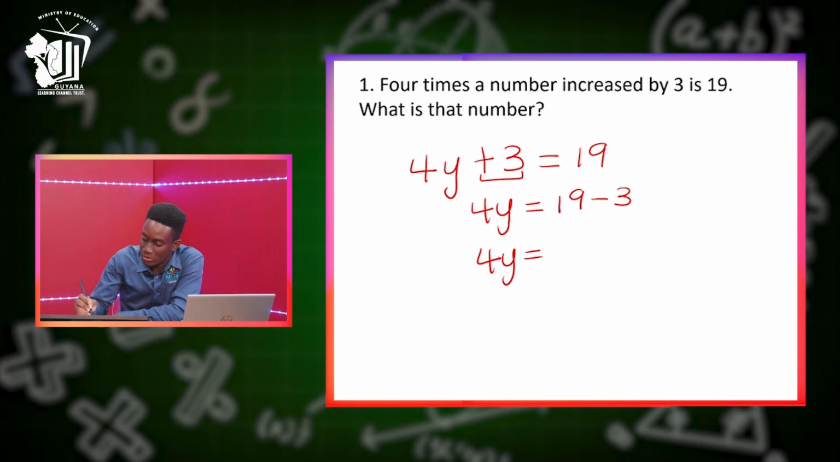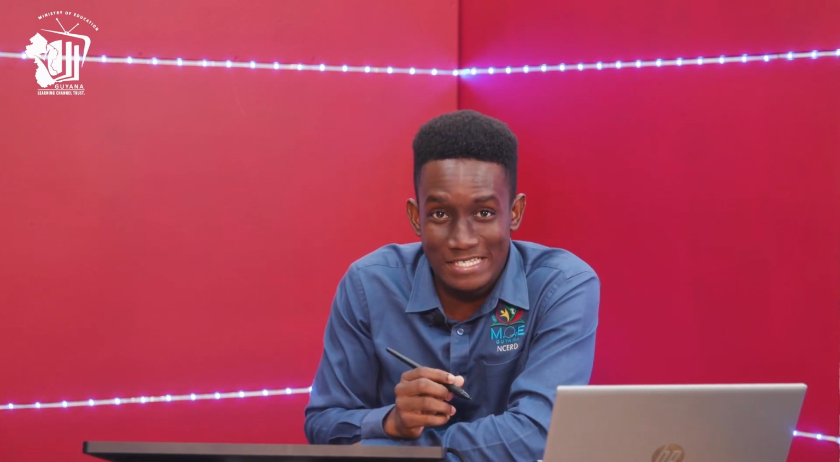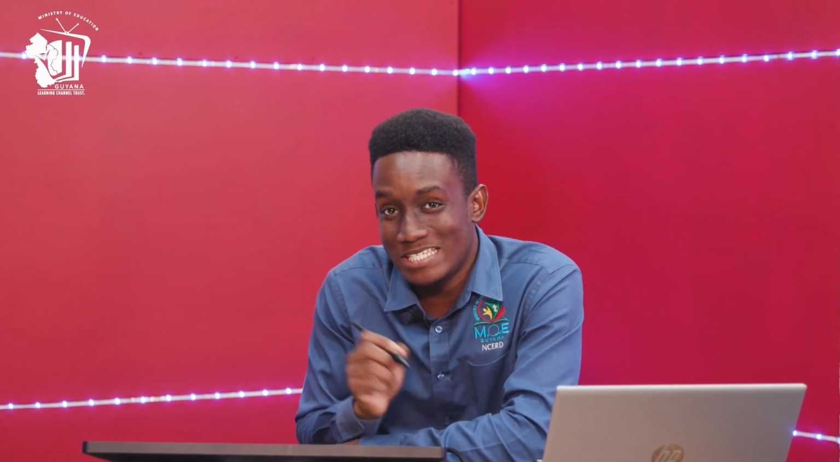4y would be equal to 19 subtract 3, which gives me 16. Hence, y would be equal to, so this 4 is multiplying the y. So when we take it over, it will divide. So 16 divided by 4. Hence, y is equal to 4. So 4 times a number, so let's see, 4 times 4 is 16, increased by 3, so 16 plus 3 is 19. So that statement makes sense. So we know we are correct.